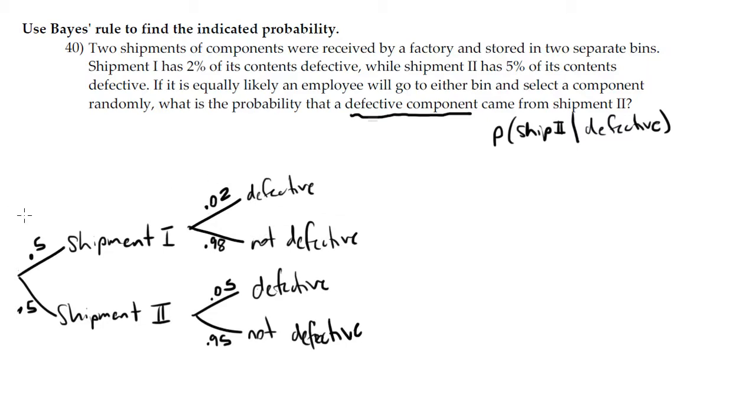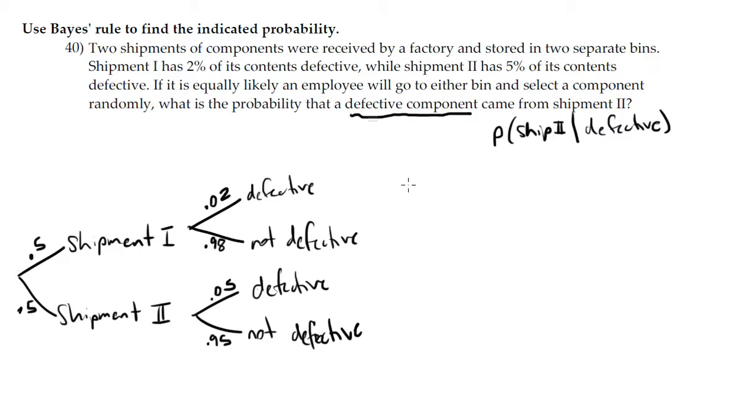Okay, so this first branch is a product that is defective from shipment 1. Second branch, not defective from shipment 1. Defective from shipment 2. Not defective from shipment 2. Right, we can use Bayes' theorem intuitively. We don't have to necessarily use that formula here. But let's see.